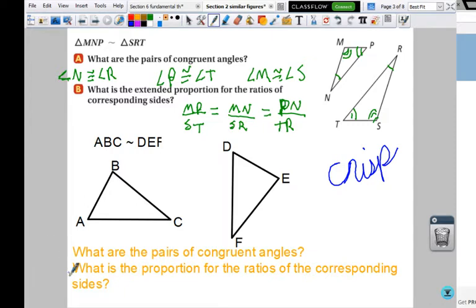Alright, first class problem. On these two triangles, ABC is similar to DEF. I want you to quickly look at it and tell me what are the pairs of congruent angles, and what is the proportion of the ratios of the corresponding sides. So list the angles, list the sides.